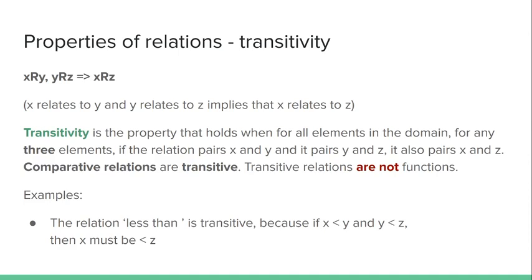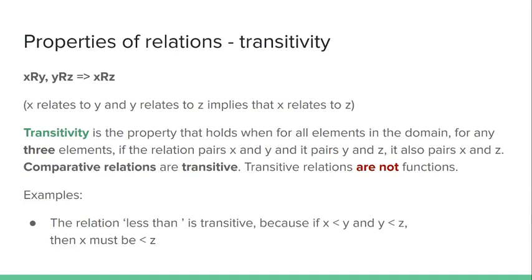The best examples of relations that are transitive are comparative relations. Comparative relations are always transitive. Comparative relations are relations with the word than in them: less than, greater than, bigger than, smaller than, taller than, shorter than, older than, younger than. For all of these relations, it holds true that if x relates to y and y relates to z, then x relates to z in the same way.